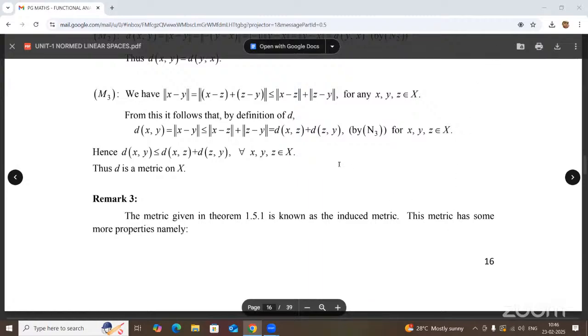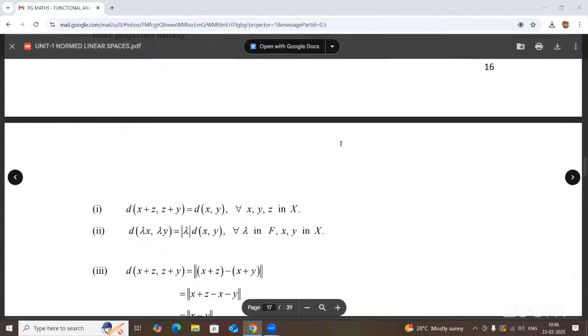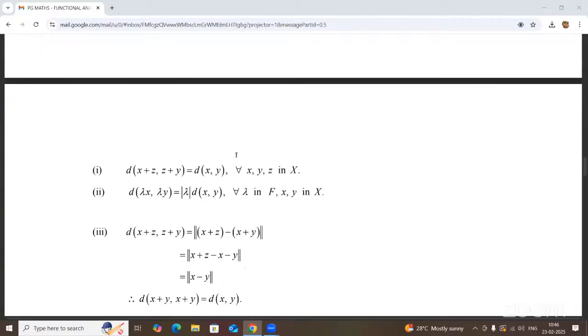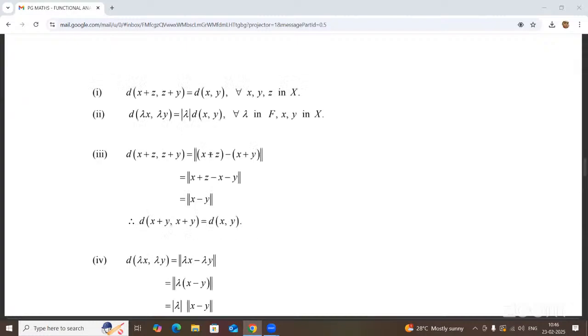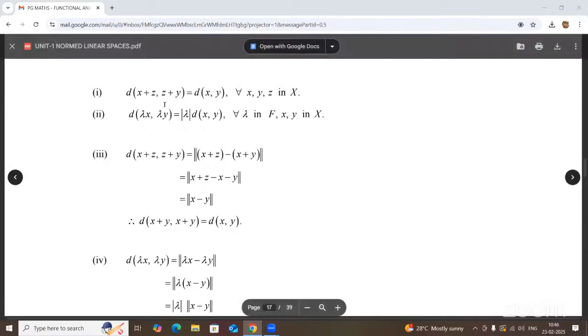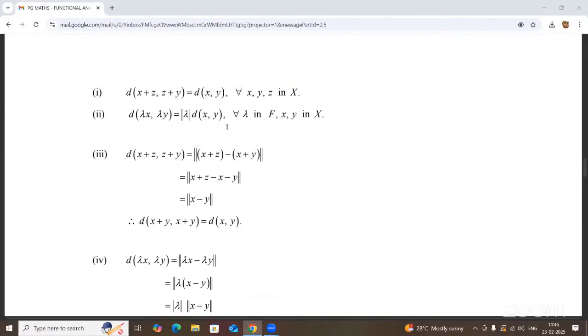Sometimes there are more properties. From the induced metric, we will discuss some other properties. First, d of x plus z and z plus y equals d of x and y, for all x, y, z, which are three elements in the linear space. Second, for scalar multiplication, the distance between lambda x and lambda y can be expressed as the absolute value, mod lambda into d of x and y. Here lambda is a scalar element given in the field, and x and y belong to capital X.